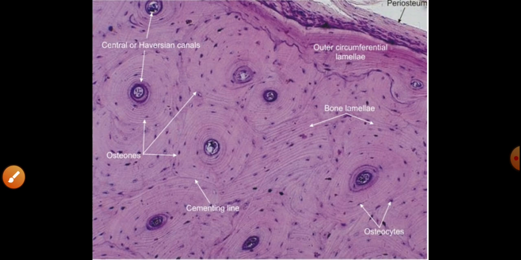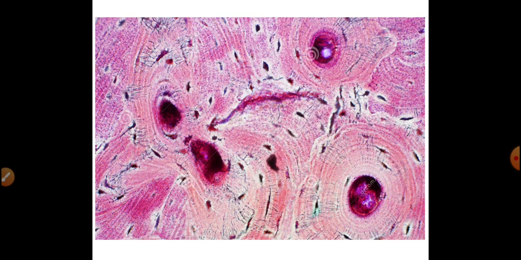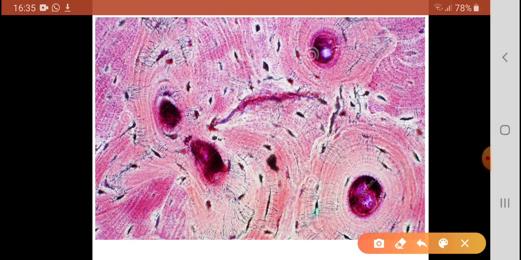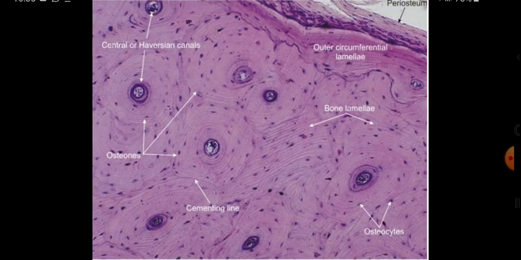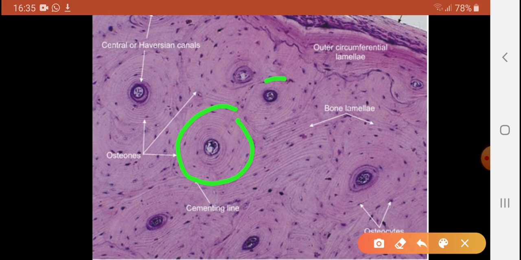Okay, another picture and it's the same thing, nothing new. We can see the osteon, one, two, three, four. We can see the osteocyte. We can see the central channel. Also we can see the outer circumference lamella is really clear in here, which is this part in here.